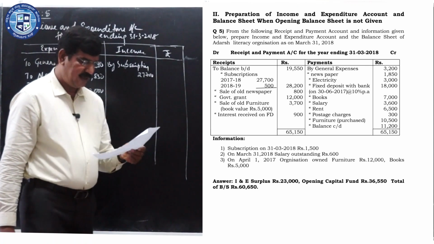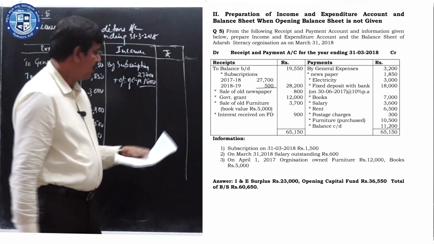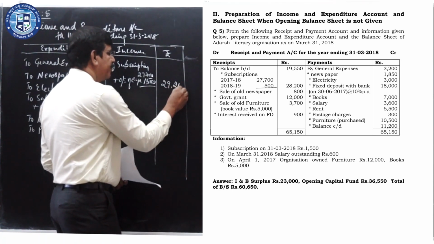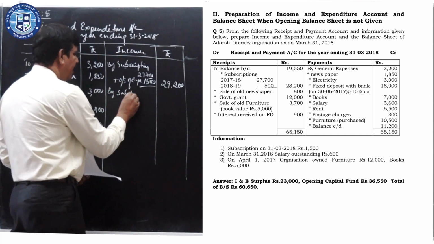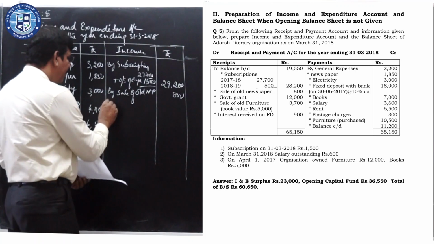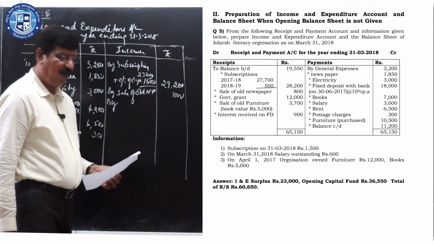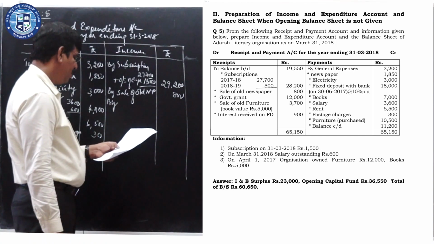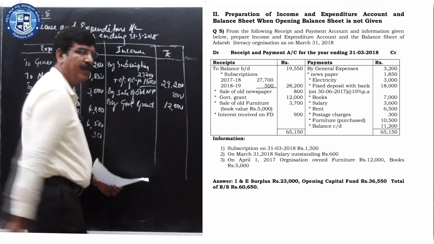Look at the information number 1 in the question. Subscription on 31st March 2018 is 1,500. So outstanding of current year 1,500. So once you add up these two items, the amount will be 29,200. Now look at the other item, sale of old newspaper, revenue income, sale of old newspaper, 800 rupees. Government grants, as I told you, the purpose is not given, so we can consider them as revenue because we assume that it is recurring in nature, or it may be given for maintenance. So the government grant 12,000.